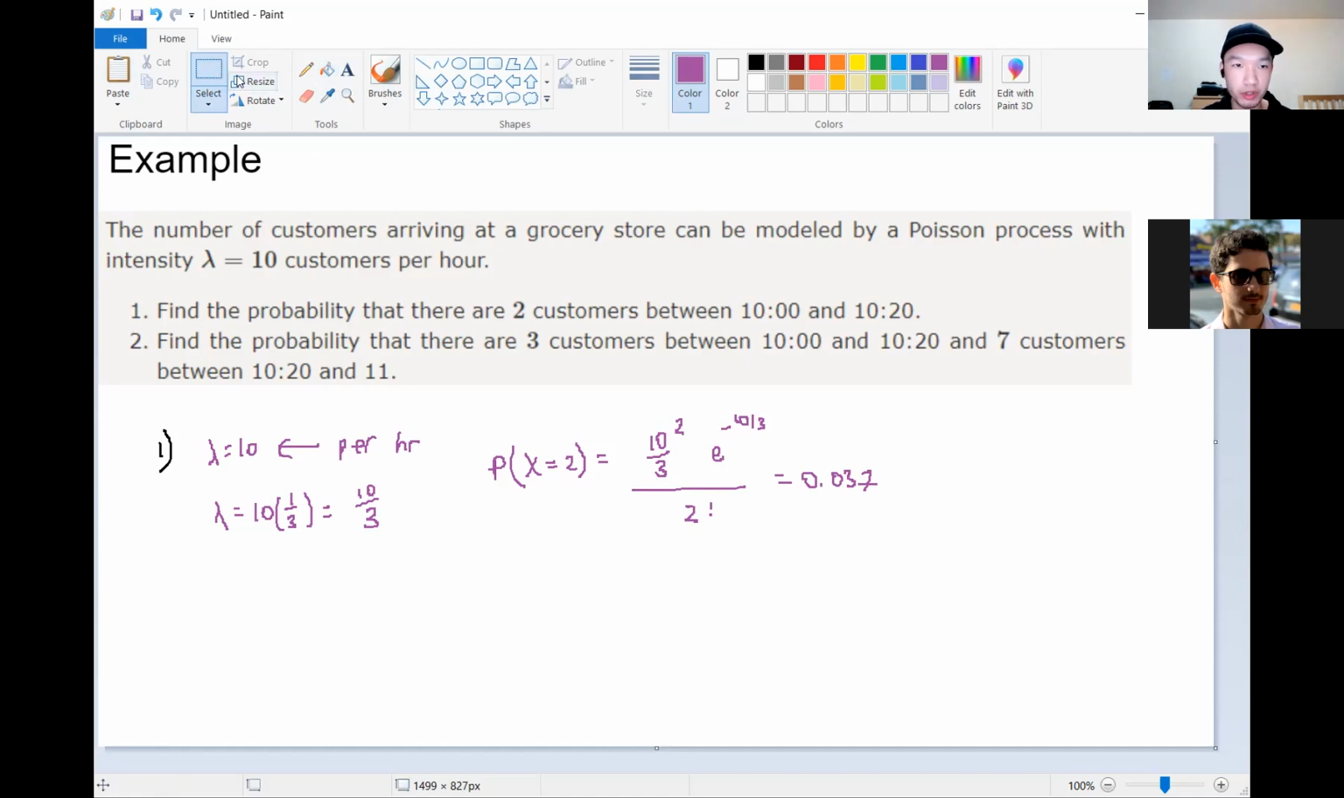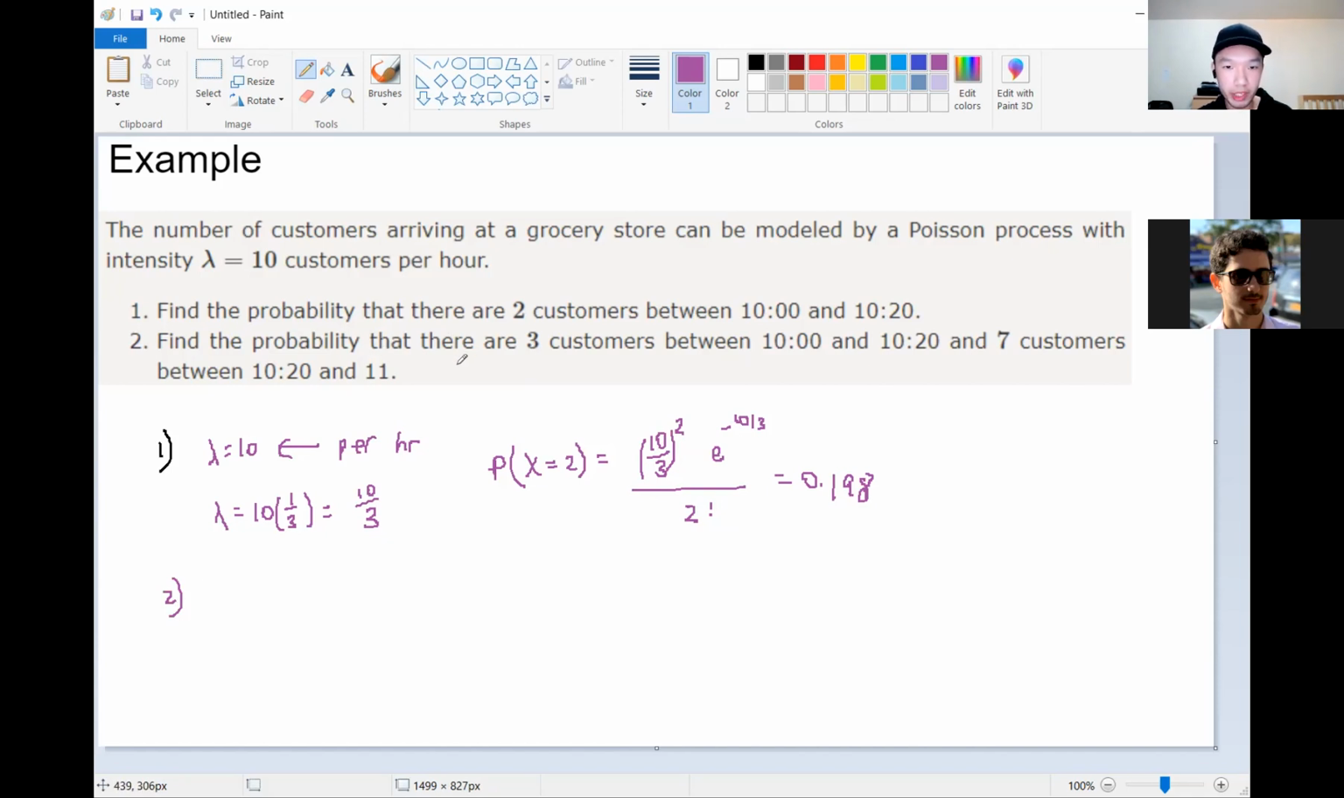I don't know if any of you want to check that for me, but yeah, the setup for this formula should be correct. (10/3) squared, this should be in parentheses, times e to the negative 10/3, over 2 factorial. So that's question number 1. Let's try question number 2.